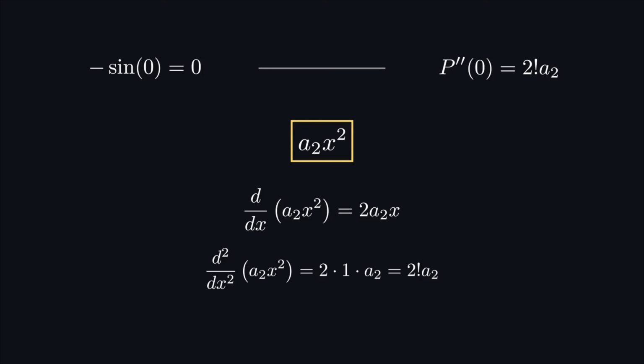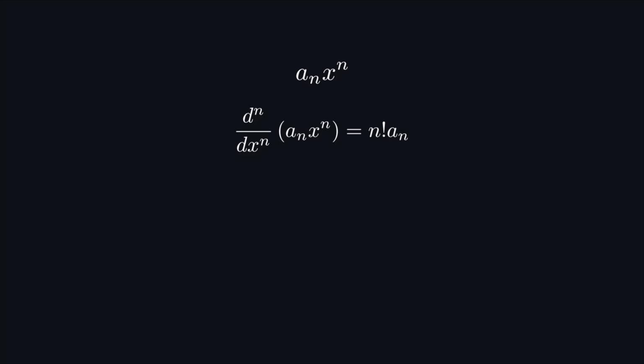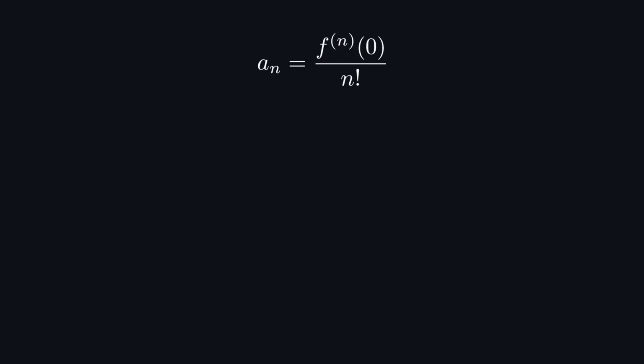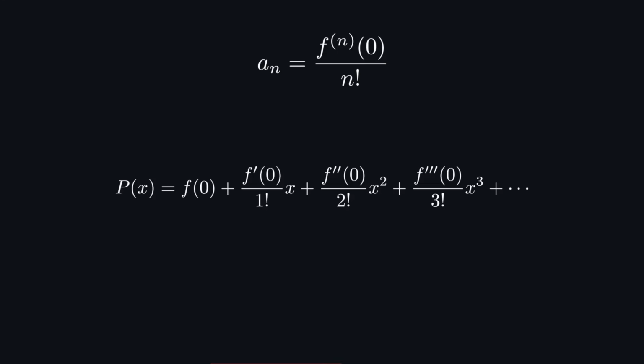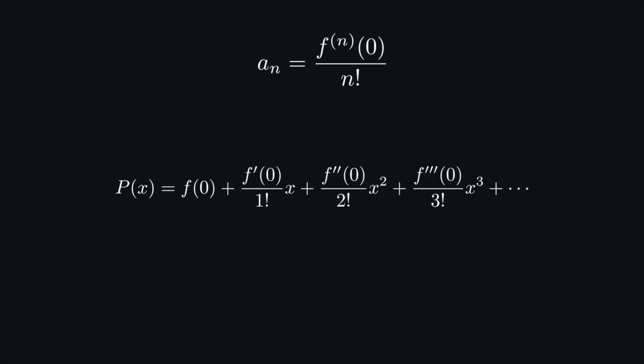More generally, if the polynomial contains a term a subscript n, x to the power n, then differentiating n times produces n factorial a subscript n. So when we evaluate the nth derivative at the point we're expanding around, we get this expression here. And if we solve for the coefficient, it gives us this expression here as well. And this tells us exactly what each coefficient in our polynomial must be. So this means that we can write our approximation of our polynomial like so.